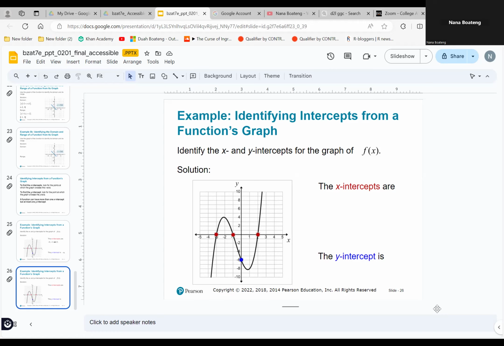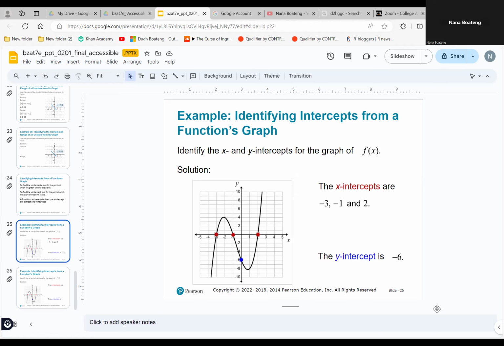And the y-intercept is the point on the y-axis at which the function intersects with the graph. On the y-axis, we can see that -6, the blue point, is where the graph intersects with the y-axis. So the y-intercept is -6. The x-intercepts are -3, -1, and 2. All right.